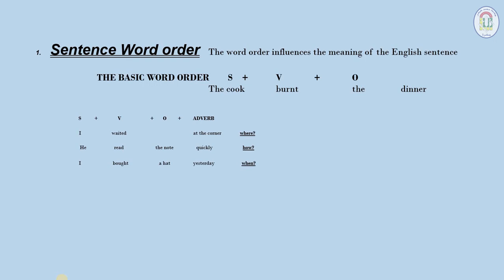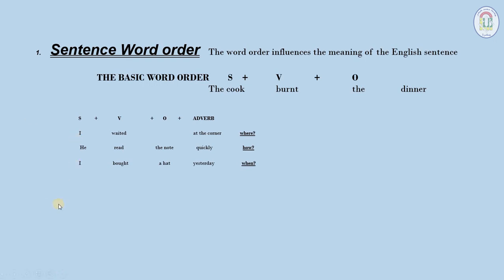The cook burned the dinner. The cook is the subject. Did what? He burned what? The dinner. So the cook burned the dinner. This is normally the logical order, the word order in an English sentence.